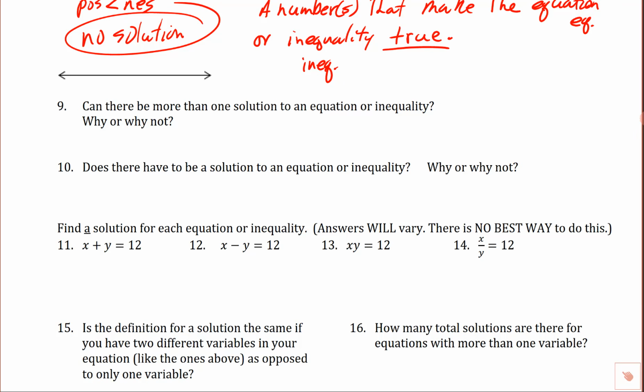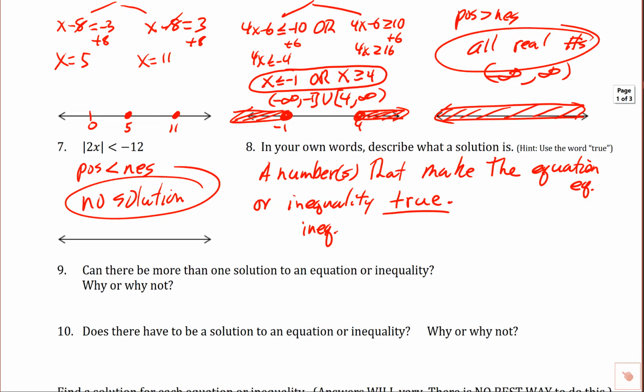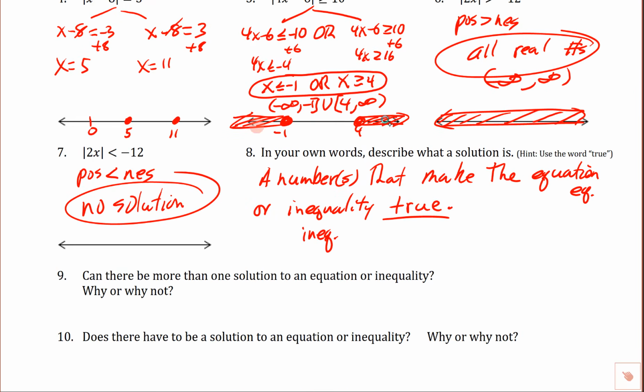Why or why not? Well, if you look up above, clearly we had a couple of cases where we had more than one answer. In fact, on a few of these, we had an infinite number of solutions. There's a ton of answers here, a ton of answers there. That's every single number on the number line there. So the answer to that is definitely a yes. And then we just want to explain why.